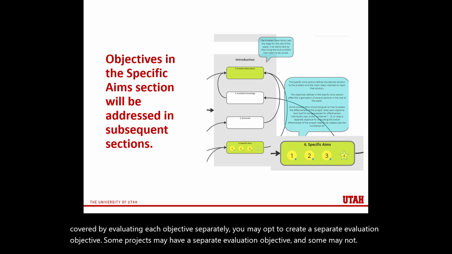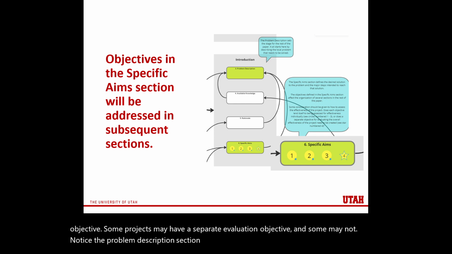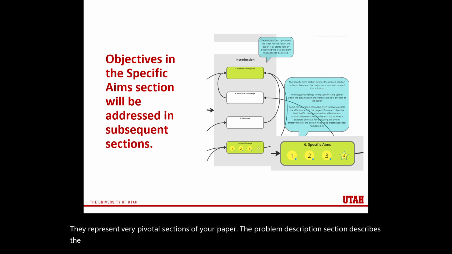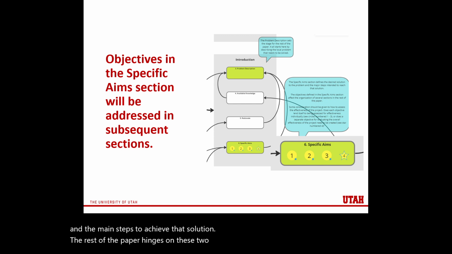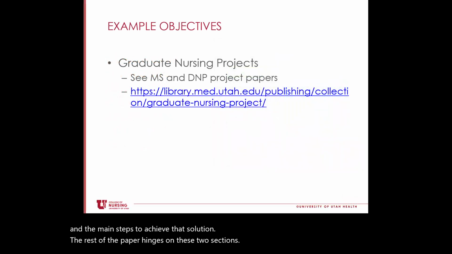Notice the problem description section and the specific game section are colored green. They represent very pivotal sections of your paper. The problem description section describes the problem you need to solve. The specific game section describes your intended solution and the main steps to achieve that solution. The rest of the paper hinges on these 2 sections. You can see more examples in other project papers at the link on this slide.